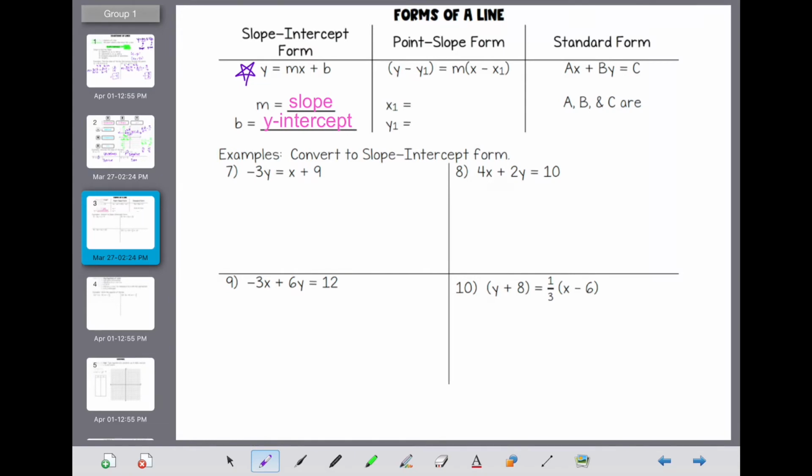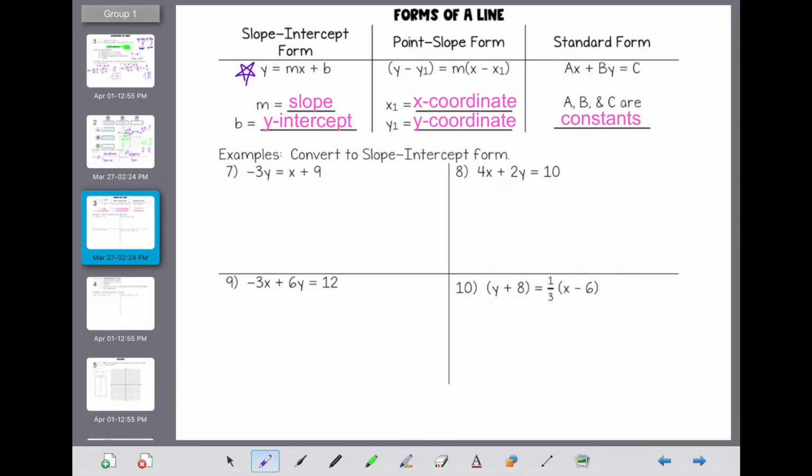But you may encounter some other forms of a line like the point-slope form. So here we do still see the y, the m, the x. The part that's a little bit different is you have an x1 and a y1, and each one just stands for a coordinate from a point. And our last form is the standard form, which has ax plus by equals c. A, b, and c are all constants.